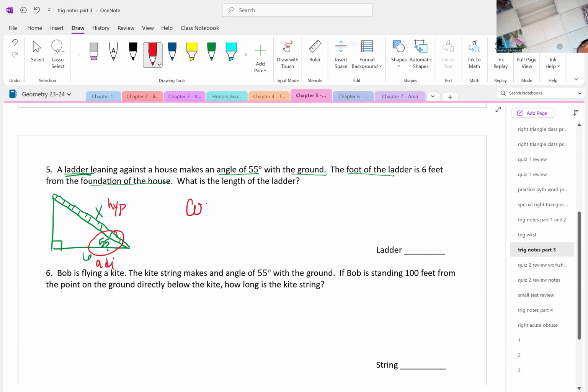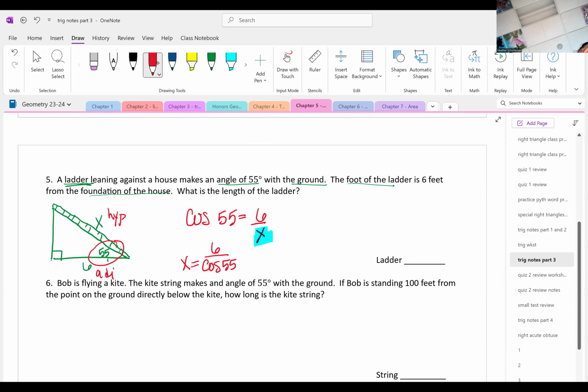So my trig function is going to be cosine. So the cosine of 55 equals adjacent over hypotenuse. This time, my variable was on the bottom, so that means I'm going to have to divide. So x, denominator, divide, they both start with d. So I have 6 over the cosine of 55. Always do the number first before the trig function.